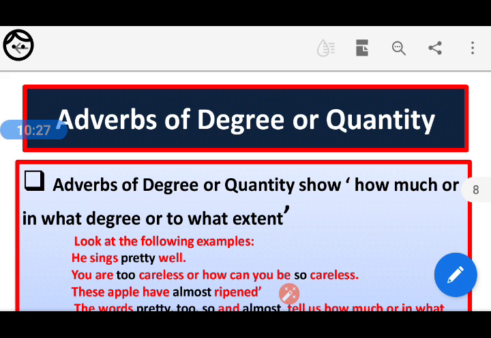Oh, you are too careless. And how can you be so careless? You are too careless. This is one sentence. You are careless, but you are too careless. Too careless. Or how can you be so careless? So and too are the adverbs of quantity or degree.